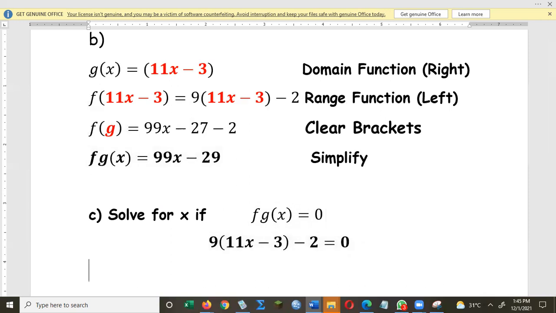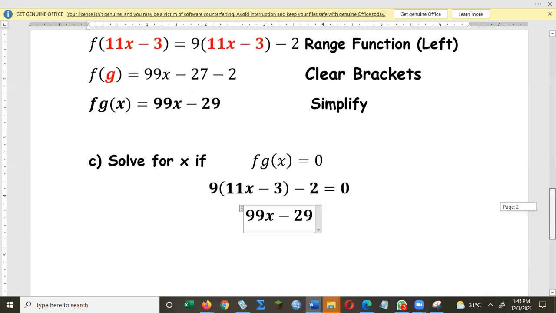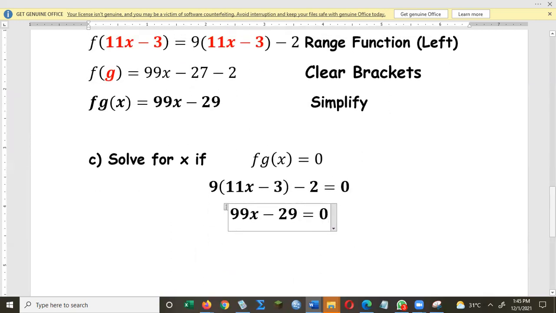We can still do it again, and we are going to get 99x minus 29. After we clear the brackets and simplify, we're going to get 99x minus 29 equals 0. All right, so please take note of that. That's how you find f(g(x)). It so happened we did it already, and here it is, but you are very correct by actually doing it again. And then we solve for x. All right, of course, this is easy peasy.